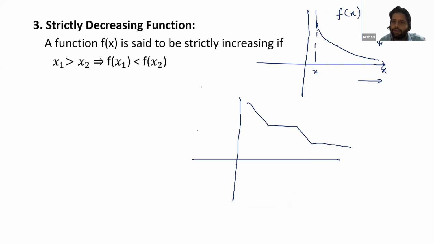Next we will check for strictly decreasing. If at this point we draw a tangent like this, this is the theta, and this is obtuse. If it is obtuse, then tan theta is less than zero. And if it is less than zero, we can say that f dash x is less than zero. So for strictly decreasing, the derivative will be less than zero.